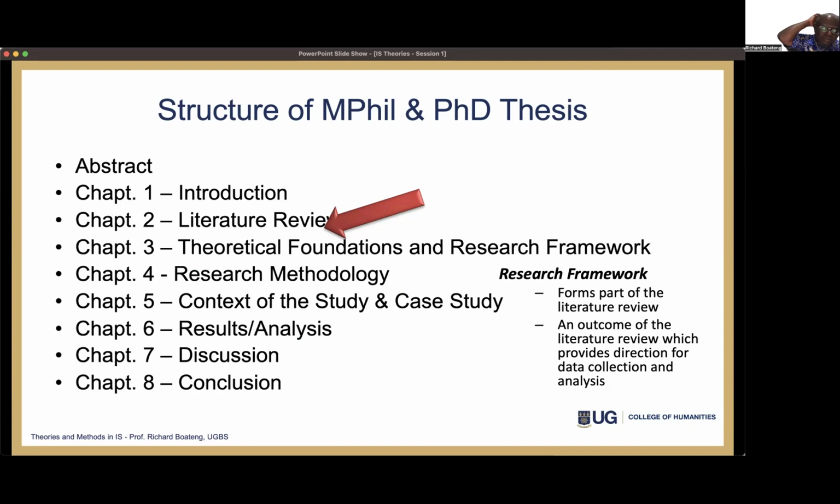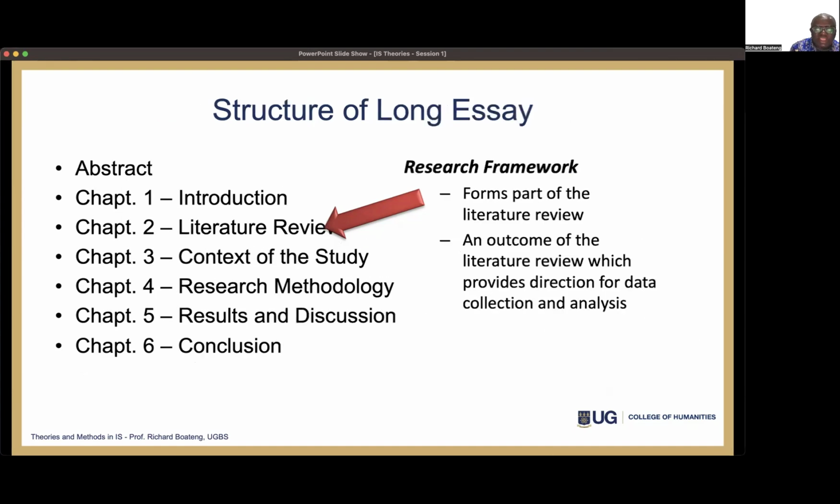But then your literature review chapter will just explain the concepts, and then in chapter 3 you go into the deeper things of talking about the research framework and then the theoretical foundations. If you are doing a long essay, as an MBA student, you may not necessarily have to differentiate your research framework. You may add it to chapter 2, and that will be okay.